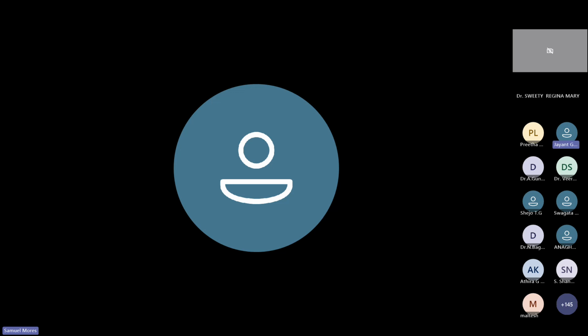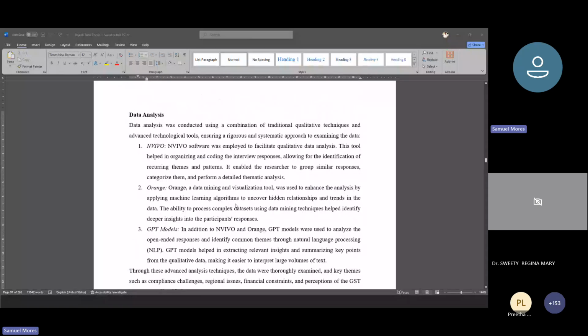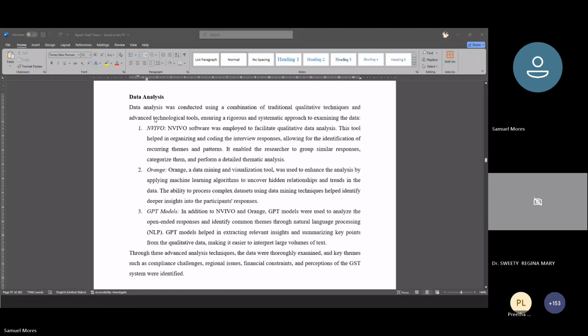Whether you use Copilot, whether you use Gemini. Sorry, sir, I'm not able to see your screen. Oh, you can't see my screen. Let me share it. One second. I'm sharing screen. Yeah, sir, I hope you can see now. Can you see? Yes, sir.